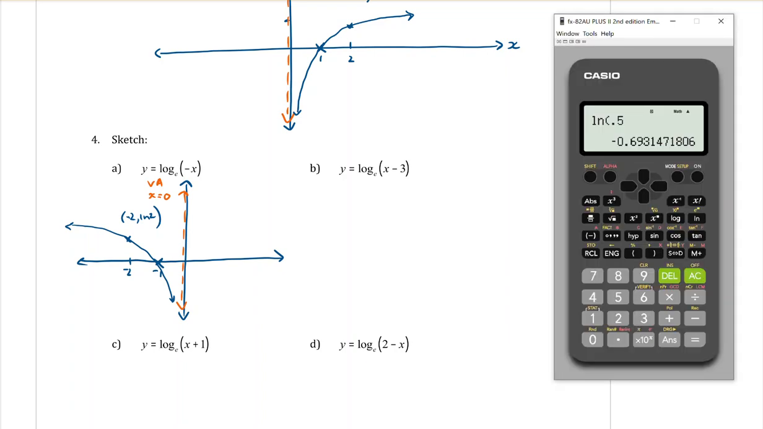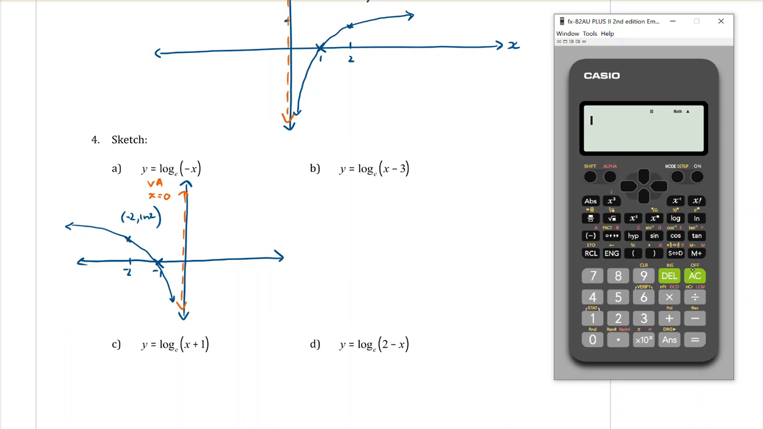But as I was saying, you always get your calculator out and go, all right, I'm doing log of, and I want to put -1 into that equation, and you get your 0. So you can still do it by subbing in values. Okay, we don't need to do any domains and ranges, so let's move on to B.